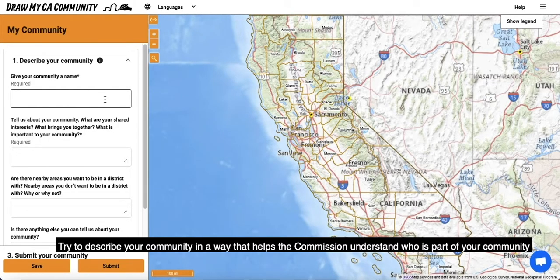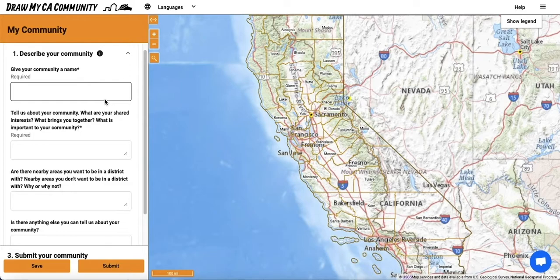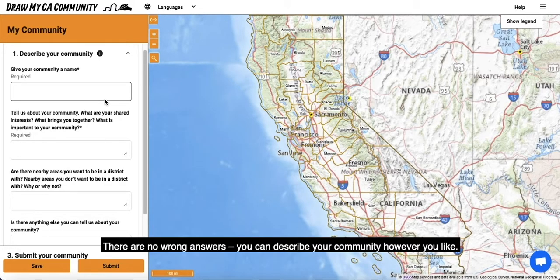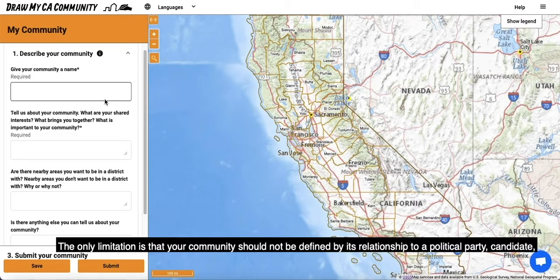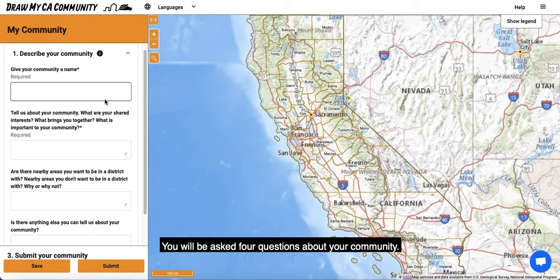Try to describe your community in a way that helps the Commission understand who is part of your community and what is important to you. There are no wrong answers. You can describe your community however you like. The only limitation is that your community should not be defined by its relationship to a political party, candidate, or incumbent. You will be asked 4 questions about your community.